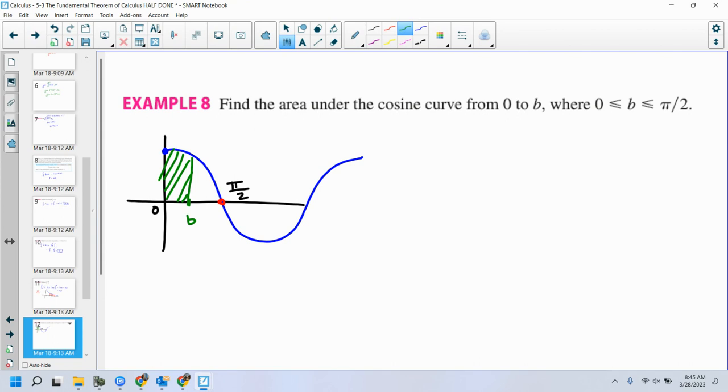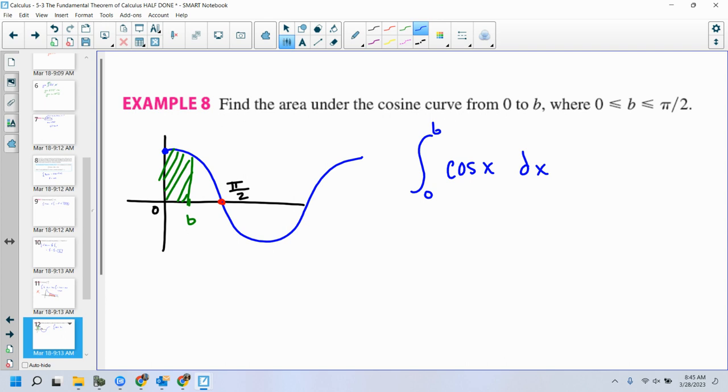And you may be thinking, well, how do we calculate that if it's unknown? If we just say 0 to b? I don't know. Let's figure it out. From 0 to b of cosine of x dx. Well, we know, find the antiderivative. What is the antiderivative of cosine? Now, you might need to think this one through because the negatives are always tricky, right? The negatives are always tricky.